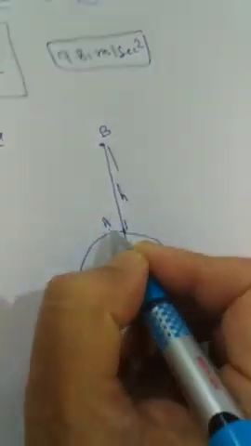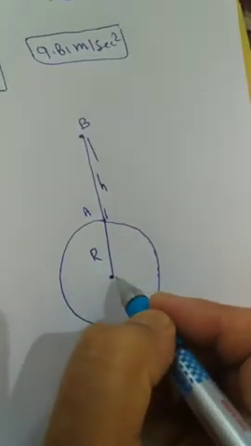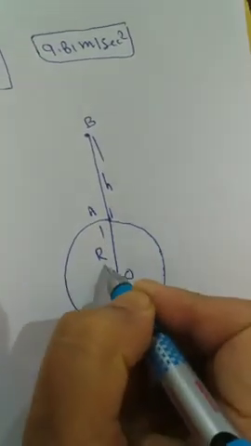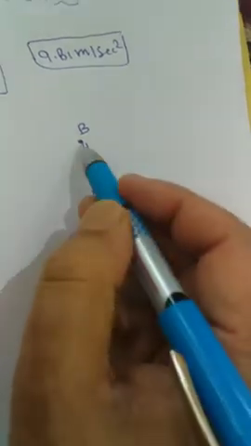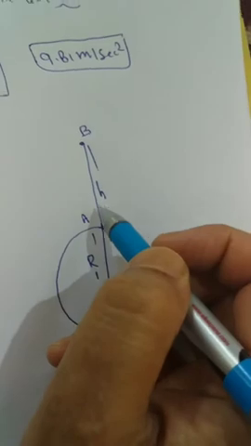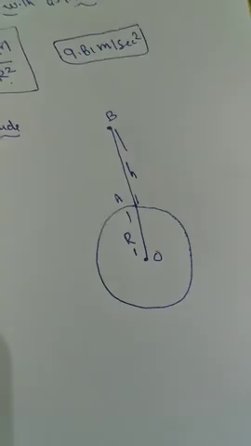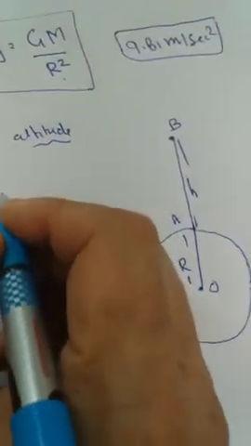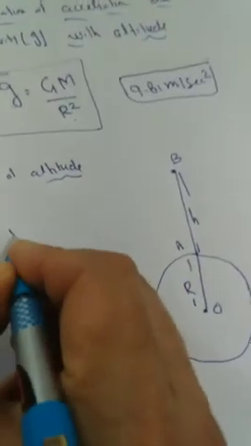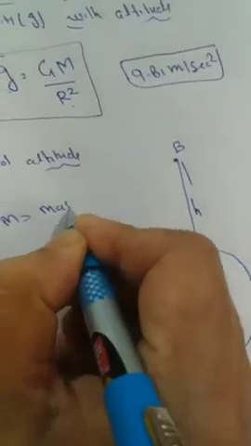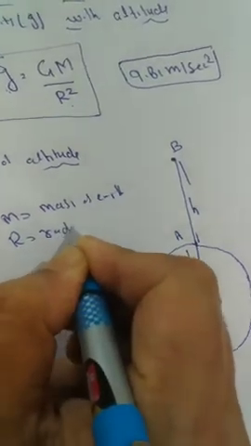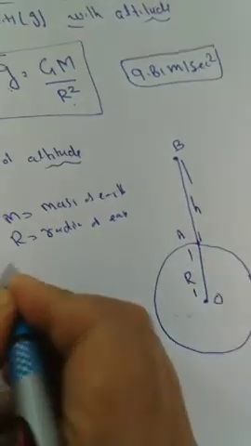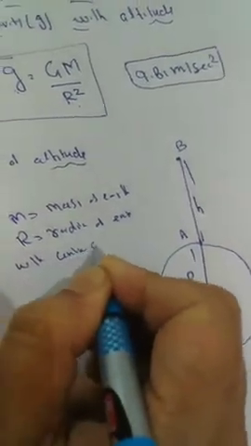That means the height between A and B is called h, and from O to A it is called r, the radius of the earth. We take two points, A and B, where point B is at a height h above the surface of the earth. Let a body of mass m. M is the mass of the earth, and R is the radius of the earth, with center O.